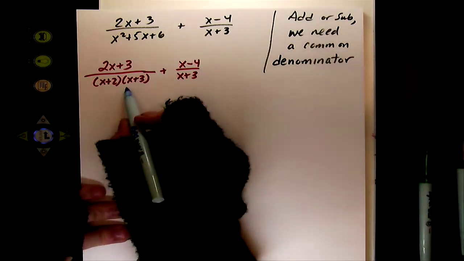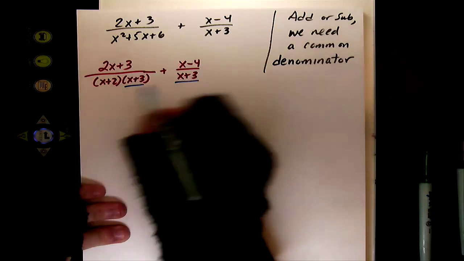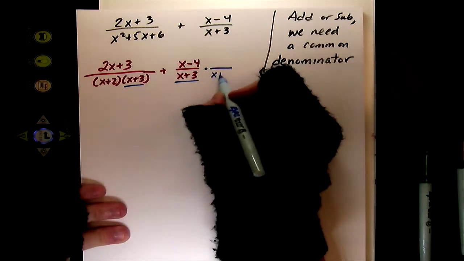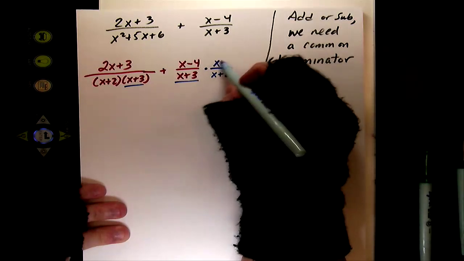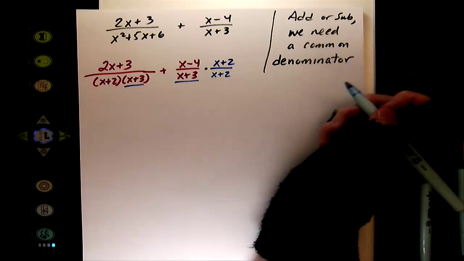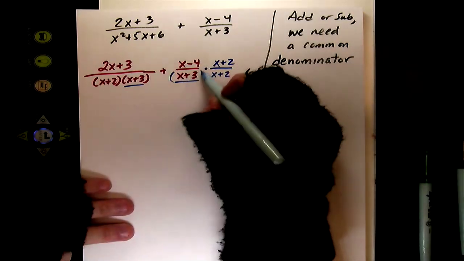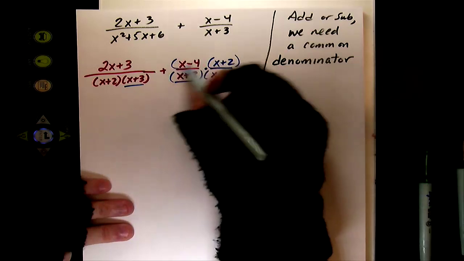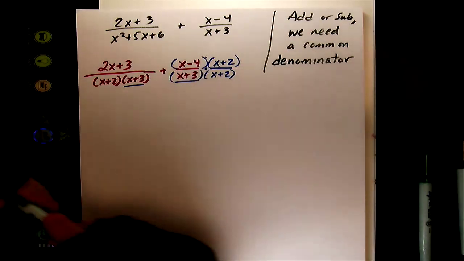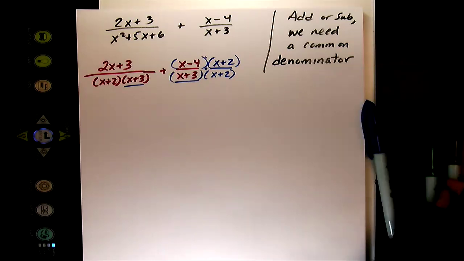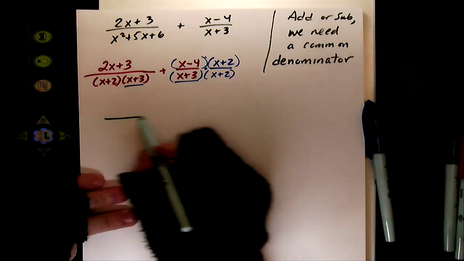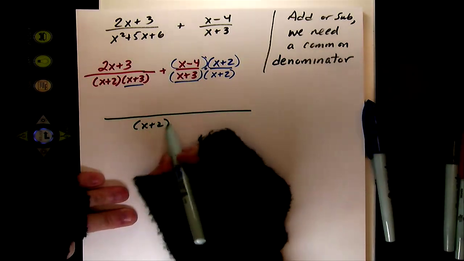So they both have an x plus 3 already. This one is missing an x plus 2. So the way we deal with that is we multiply by a fraction that has the same thing on top and bottom. And I'm going to put these in parentheses. So we got one big fraction now with x plus 2 and x plus 3 on bottom.